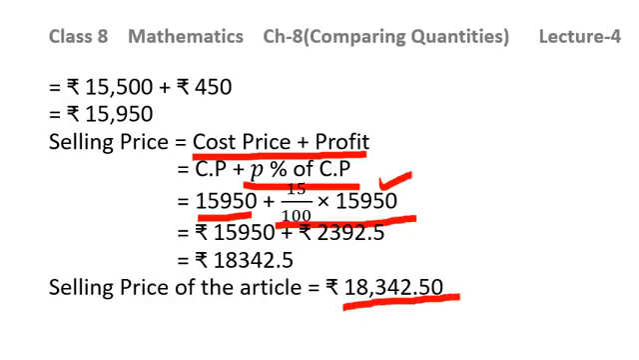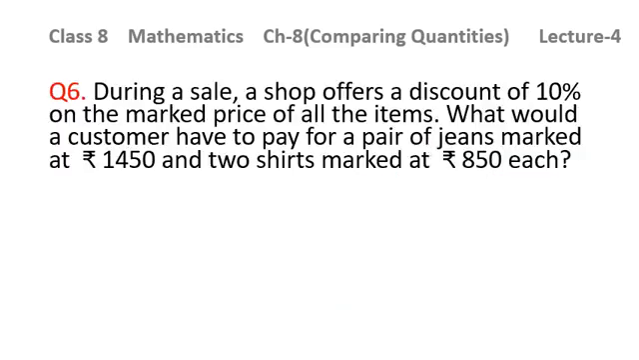Firstly, you are supposed to add the overhead expenses to the cost price to get the total cost price, and then you need to find the selling price with the simple way I told you, or you can use the formula also. Let us see question 6.